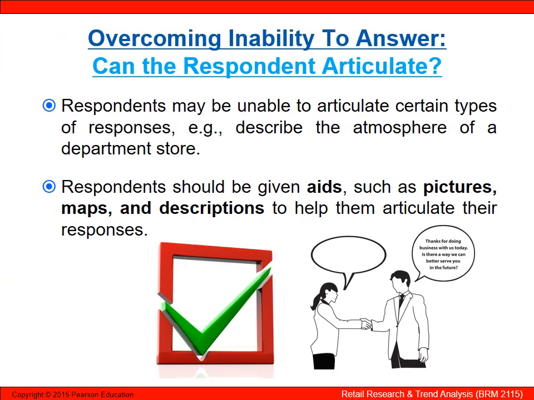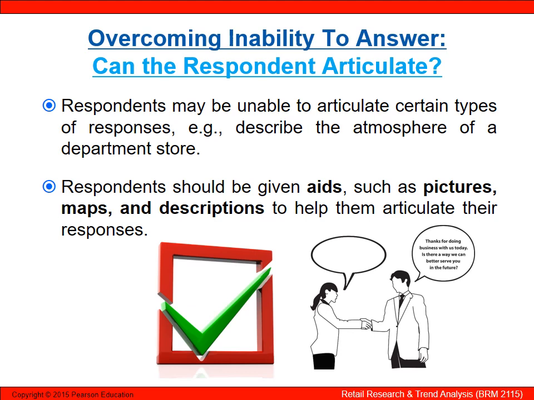Can the respondent articulate? Respondents may be unable to articulate certain types of responses. For example, if asked to describe the atmosphere of the departmental store they would prefer to patronize, most respondents may be unable to phrase their answer. On the other hand, if the respondents are provided with alternative descriptions of the store atmosphere, they will be able to indicate the one they like the best.